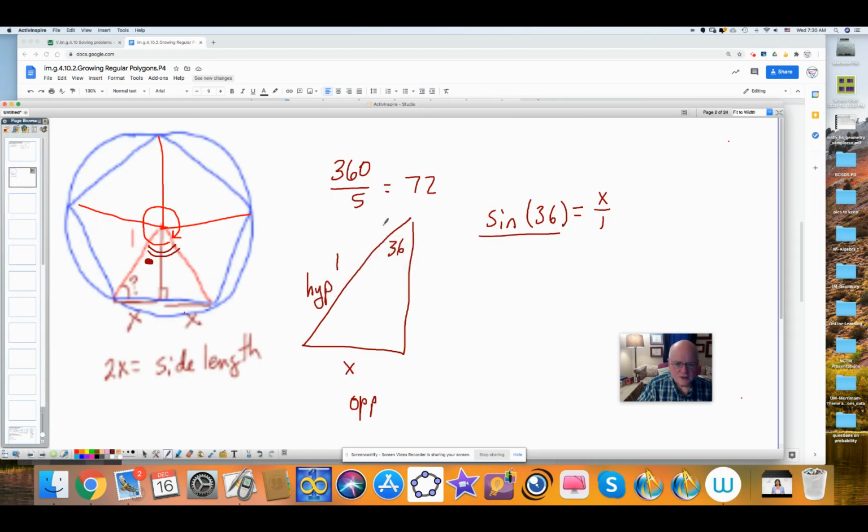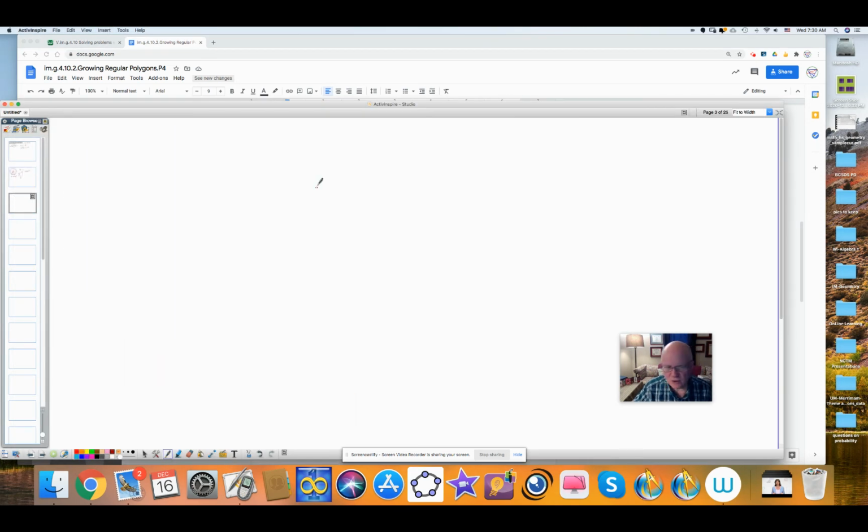If I were going to draw a decagon, I would start with a circle. One way to do it. This is not the only way to do it. I want to get 10 sides. So I'm going to do a 5-sided thing here. 1, 2, 3, 4, 5.